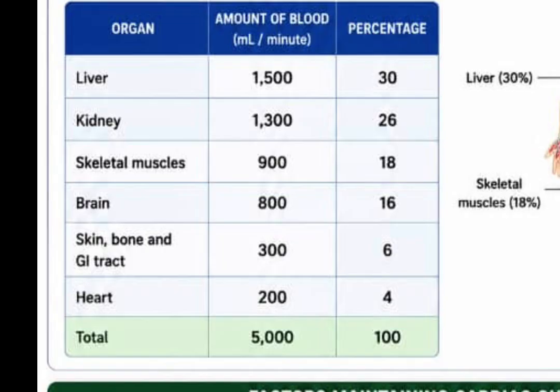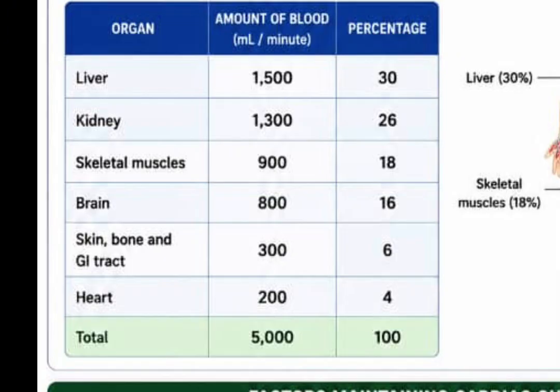So for your exam, the liver takes the highest percentage of cardiac output of any part of the body, which is very, very wow, because the liver does so many things. It does detoxification, it does metabolism, it does a lot of things. So it deserves to take the highest amount of the cardiac output. So the kidney is next. The kidney takes about 1,300 ml, which is about 25-26% of the cardiac output.